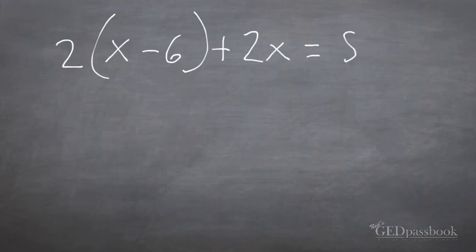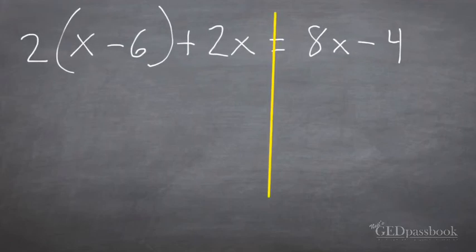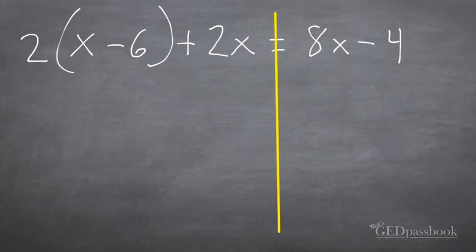8x minus 6. No, I gotta watch out here. Okay, here we go. So let's see whether this comes out good. What's my step number 1? Build the wall.